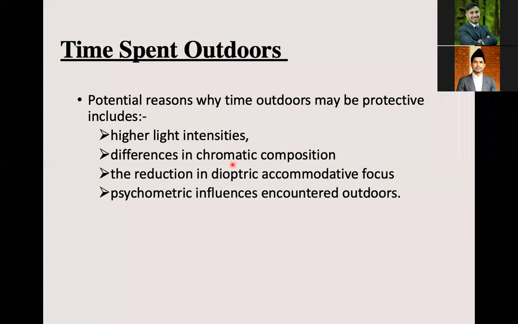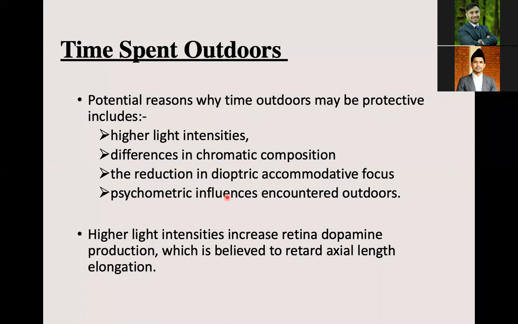Now, why do high light intensities decrease the progression of myopia? Let's talk about this. High light intensities increase retinal dopamine production. Our retina is a part of the central nervous system, so it is believed that high light intensity increases retinal dopamine production, and this dopamine is believed to decrease axial length elongation. This was suggested by one research.